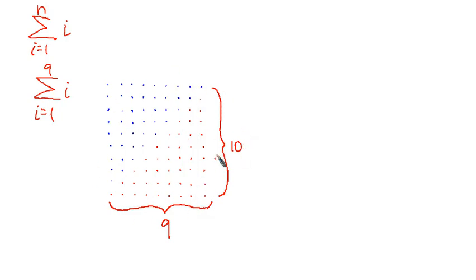And to count all of these together, it's really easy. You just do 10 times 9. But now we've counted the red and the blue dots. Well, the blue dots are just a copy of the red dots. And so if we counted the red and the blue, we've basically counted the red twice. We only need to count the red once, so we'll just divide that by 2. And we could go like that, 5 times 9, 45.